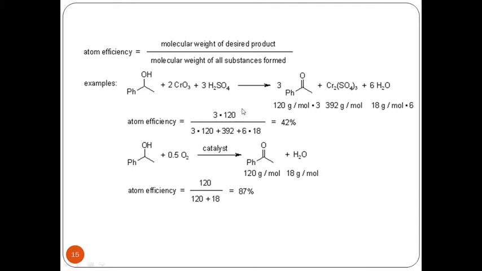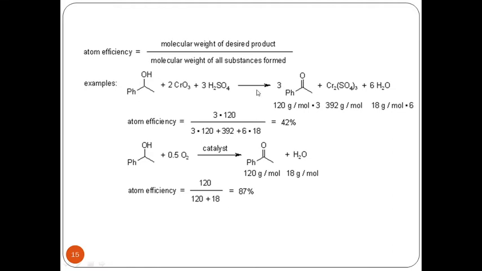But let us just change this type of oxidation system to oxygen. Same reactive material, that is benzyl alcohol, reacts with oxygen in the presence of a catalyst to convert to benzaldehyde and water. Now let us look at the atom efficiency. What are my products that are formed? What is my desired product? 120, that is benzaldehyde. What is the other byproduct that is formed? Water, which is formed in 1 mole. So 120 divided by 120 plus 18 is equal to 87 percent.